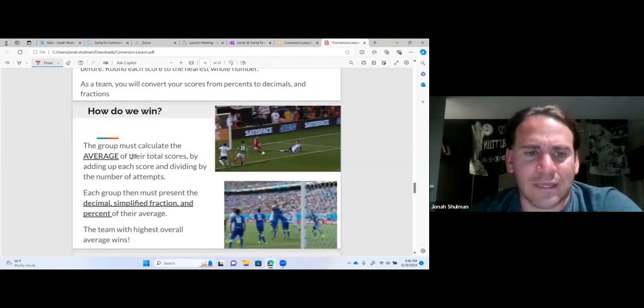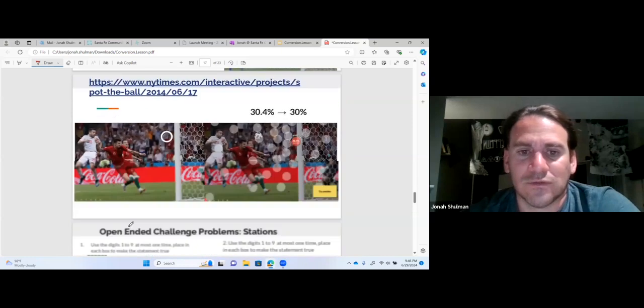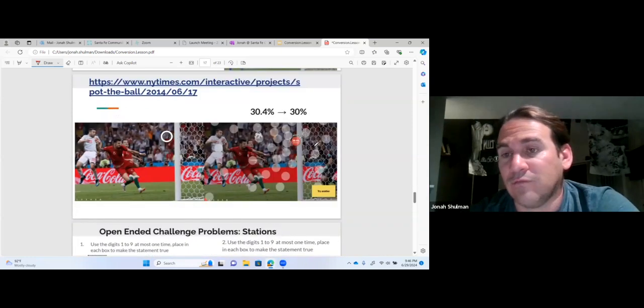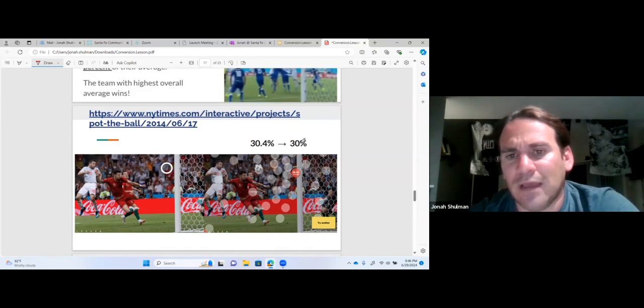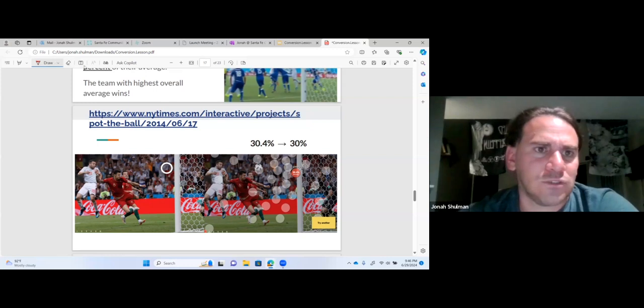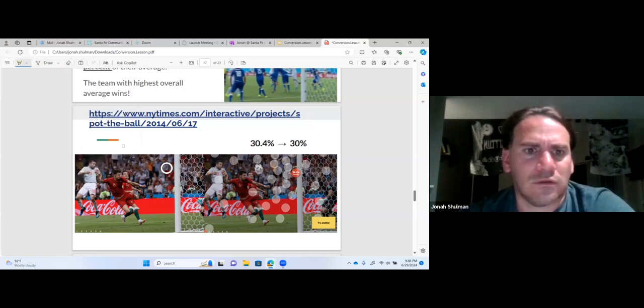And how does the game work? They have to find the average, the decimal, fraction, and percent. Whoever has the highest average wins. And the way that this works is they have a missing soccer ball and they have to touch on the screen where they think the ball is. The reason why I have them do this is because it helps them build communication with their other students. They're all just trying to help each other. When the team goes up, the other person says, oh, it's more to the left, it's more to the right. I can show you what one looks like just for the fun of it.